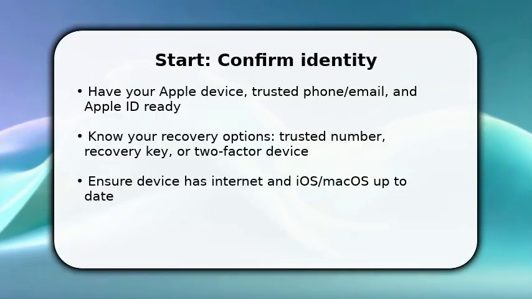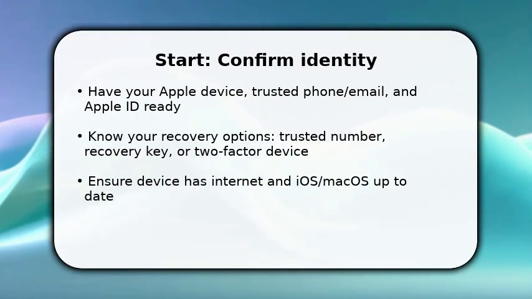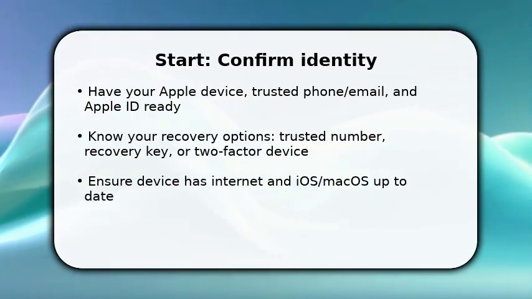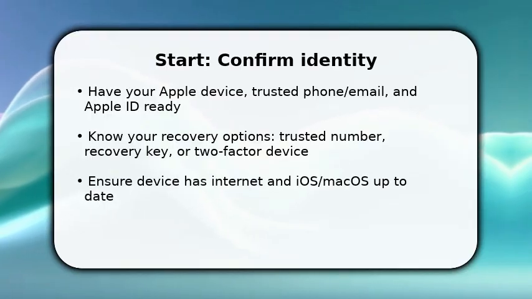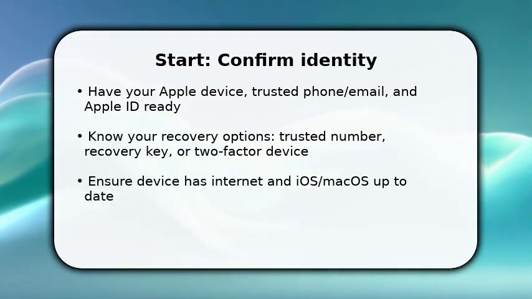You begin by confirming what proof you have. This lets you choose the fastest reset path. On your device open settings or system preferences, tap your name, then password and security.